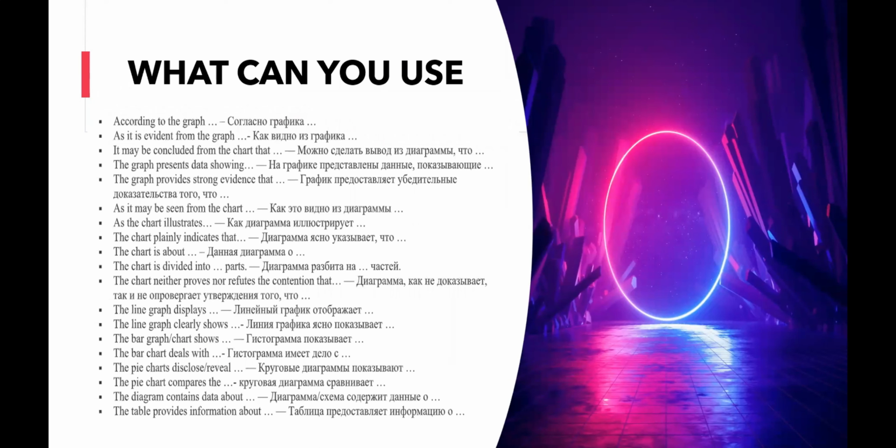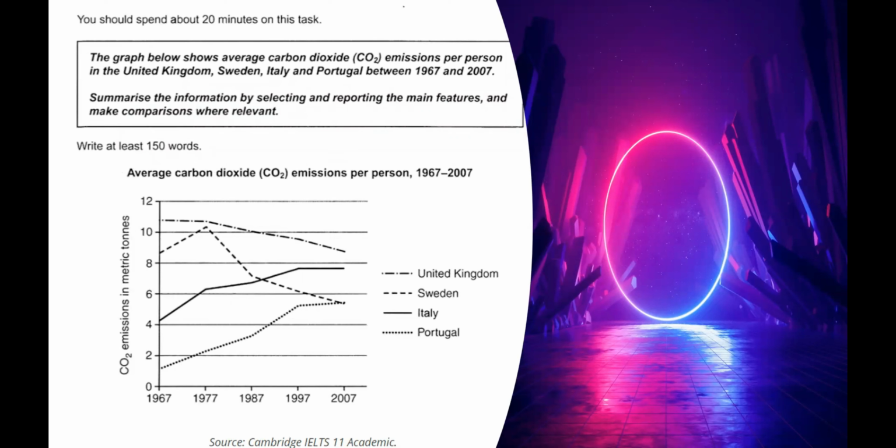IELTS Academic Task 1. First, you should know some expressions. How can you start? Let's do it first. For example, I need to show you an example graph. It is a line graph. Sometimes it can be a pie chart, which we will study in the future. It can be a bar chart or statistics.